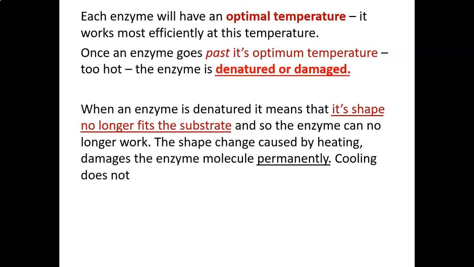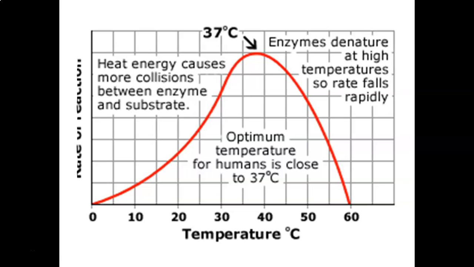Once you go past that optimal temperature, it's too hot, then the enzyme is denatured or damaged. So when it's denatured, it means its shape no longer fits the substrate. So the enzyme can no longer work. The shape change caused by heating damages the enzyme molecule permanently, whereas cooling the enzyme does not cause permanent damage.